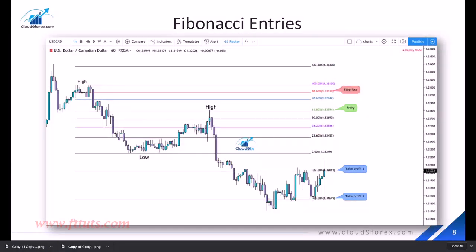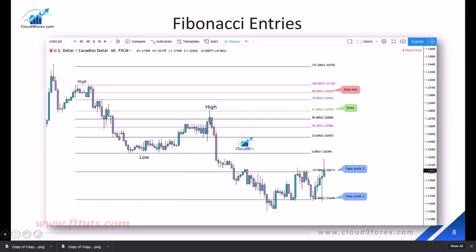Okay, so real-time example. USD CAD on the 1 hour. So we have our high here, and we have a printed low. So this is our retracement, retraced right off the 61.8 and wicked. So that would be our entry. Our stop loss can be at the 88.6 because we're on the hourly.